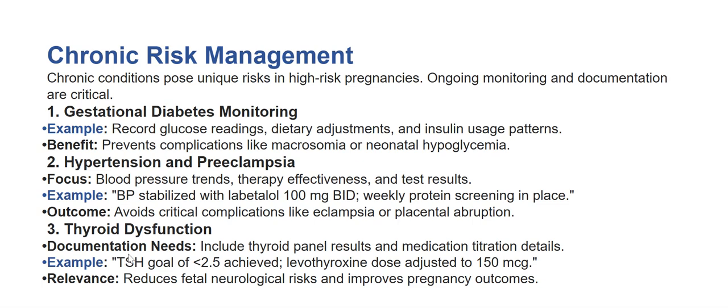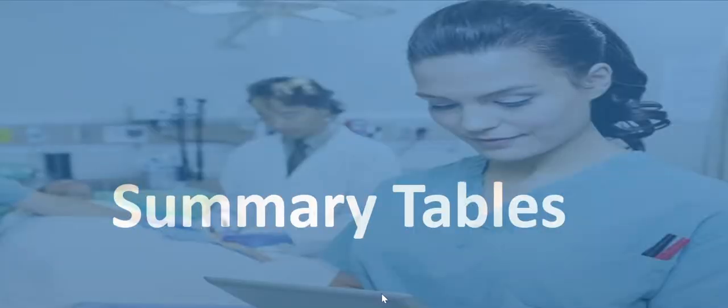Thyroid dysfunction documentation needs include thyroid panel results and medication titration details. Example, TSH goal of less than 2.5 achieved, levothyroxine dose adjusted to 150 mcg. Relevancy: reduces fetal neurological risks and improves pregnancy outcomes.